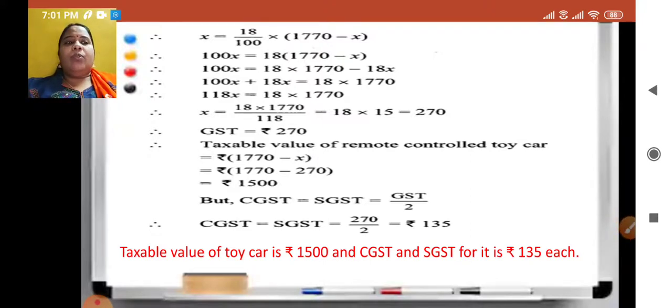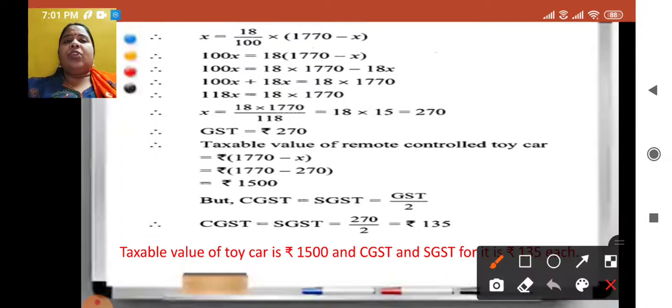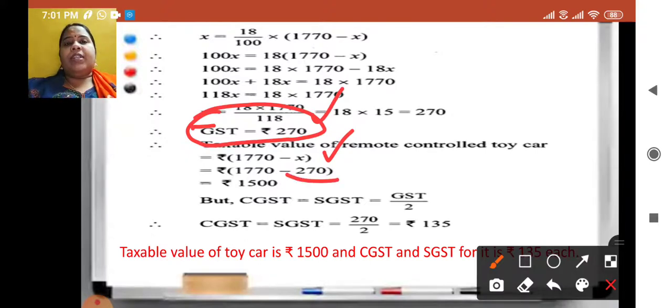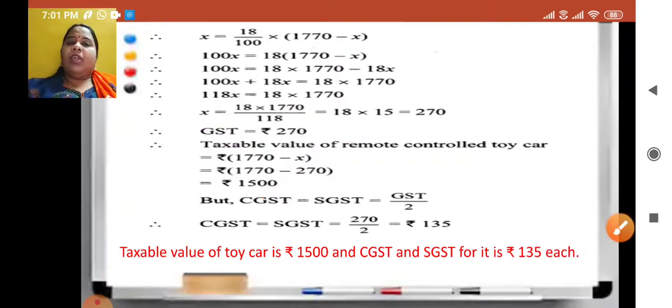So GST amount, why we are writing it GST? Because we are doing calculation for X. And X we have assumed as GST amount. So GST amount we are getting as 270. Okay. So what is the taxable value? 1770 minus X. So in place of X, what I will substitute? The value of GST. So X is 270. So what is the taxable value? 1770 minus 270. So that is 1500. I hope you are understanding it. Taxable value of the remote control car is 1500.